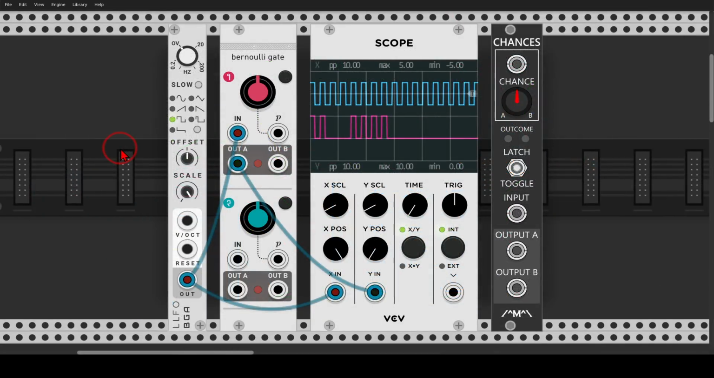Another thing that might be interesting in generative patches is adding probability, so adding chance to events that might or might not happen at certain times. There are a few ways we can do this. We can use something like a Bernoulli gate.